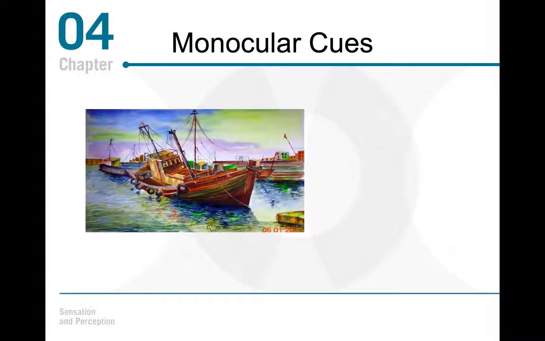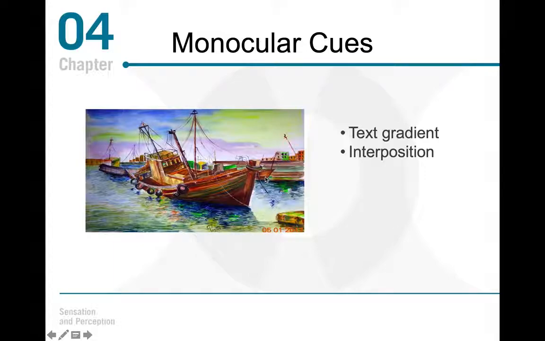Texture gradient refers to the principle that as distance increases, a texture gradually becomes denser and less distinct. As seen here in this painting, the texture of ships or objects further away are more dense and less distinct. Interposition refers to the principle that shapes of nearby objects overlap or mask those of more distant ones. As seen here, the ship in the middle clearly overlaps the ship that is further back.